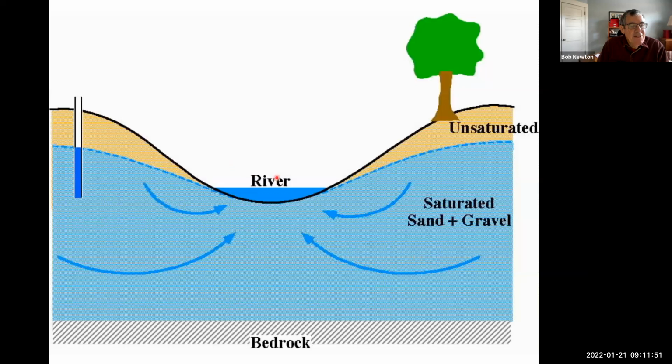So this is a cross-sectional view of a simple stratified drift kind of aquifer, meaning that it is made up of simply sand and gravel deposits. And you can see here that wells put into it would define a water table situation where you hit the saturated zone shown in blue, unsaturated zone up here in brown.